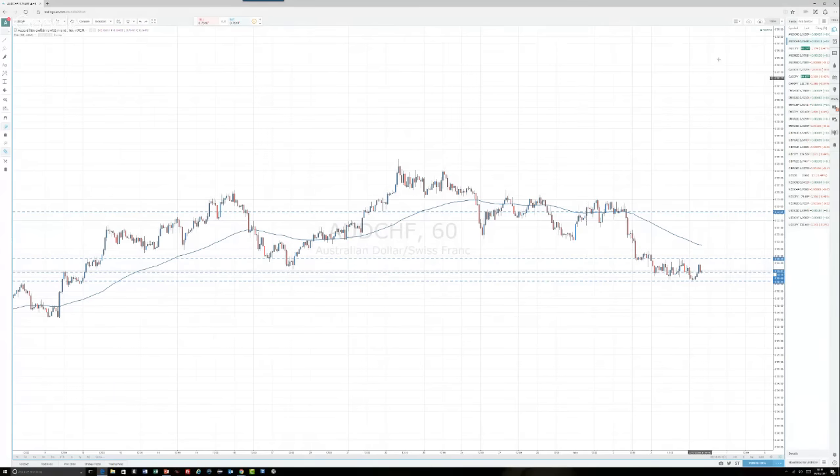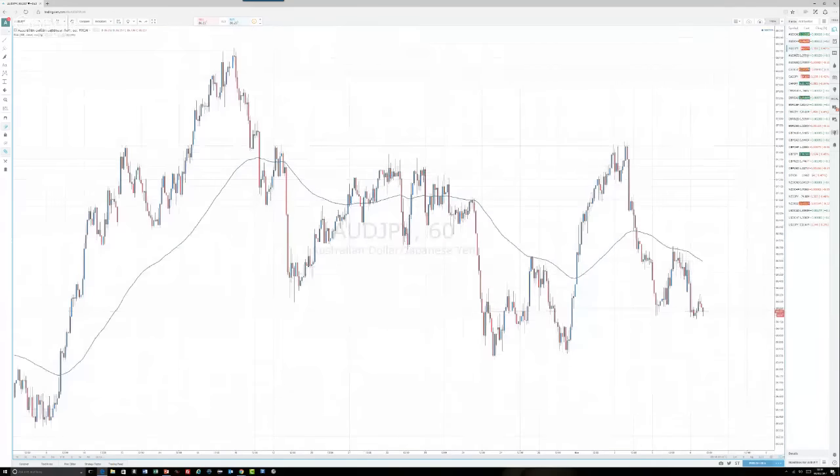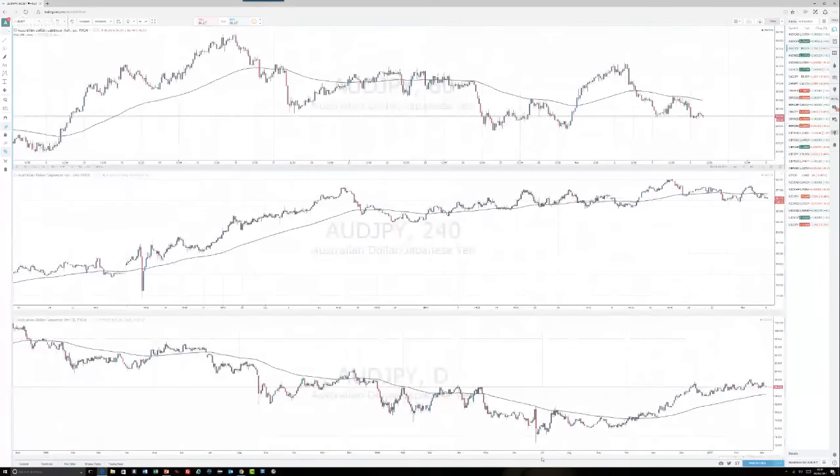Okay, any questions? So Aussie CAD, Aussie franc, we're looking to go short on. Aussie yen, again, let's do the same thing again and again. And why are we doing this again and again? Because we want to have some consistency in our approach. We want to make money, ultimately. That's what we need to do as traders.